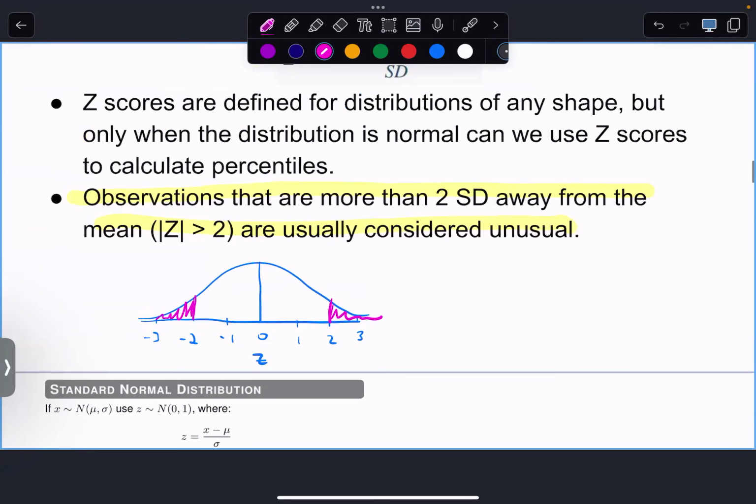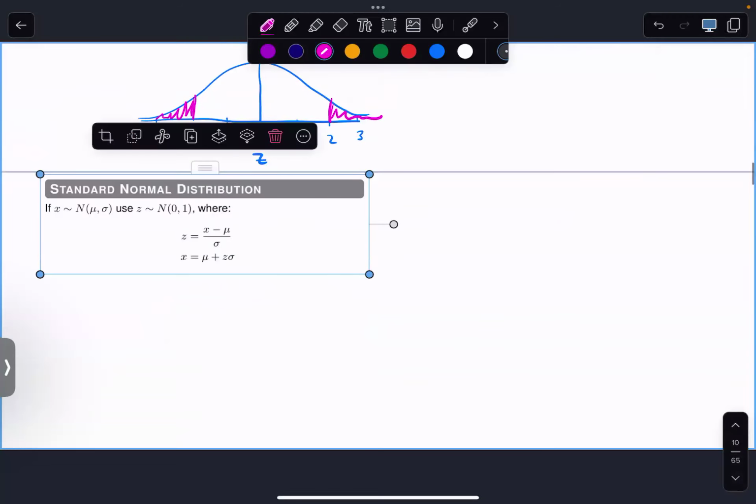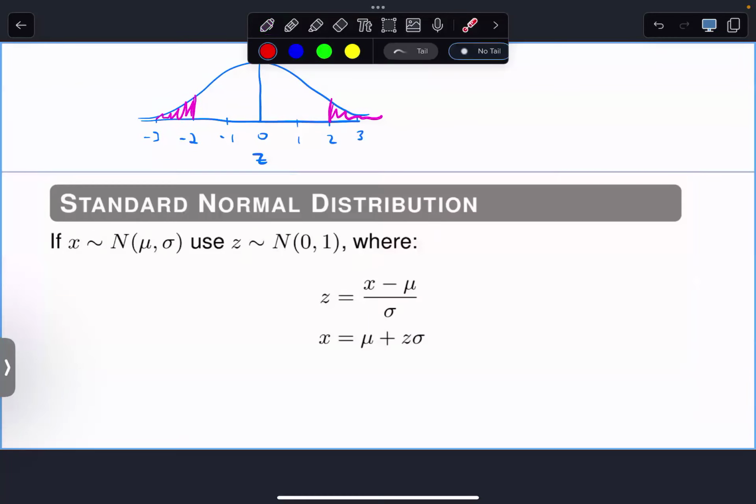Any questions before we look at the formula sheet again? Okay. All good. Hey, we know how to read this now. If X follows a normal distribution with a mean mu and a standard deviation sigma, then we use Z, which follows a normal distribution, right? The shape is the same. We've just shrunk it down. Now it's centered on 0 with a spread of 1.